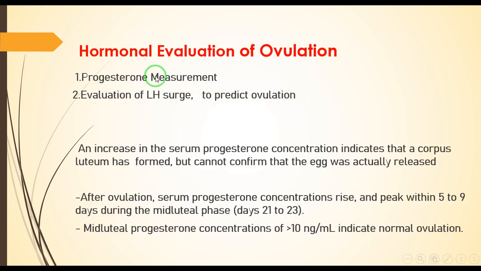Another example of how we can use hormonal analysis to evaluate a certain condition is when we want to detect if the ovulation function is normal or not. If we want to detect ovulation, then we can measure the level of progesterone, and in addition we can measure the LH surge.